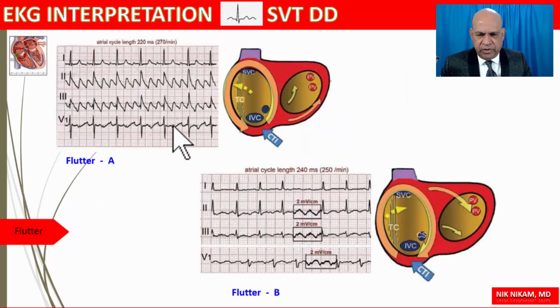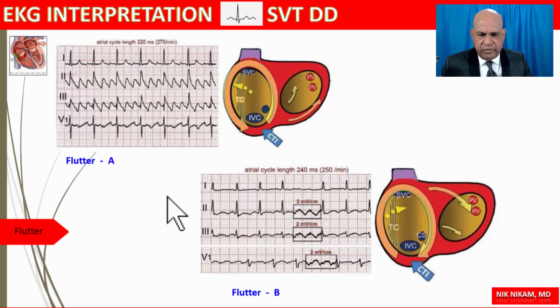Here, both of these side by side. This is type A flutter, where the impulse is going in a counterclockwise manner in these accessory pathways located in the lower part of the right atrium and the atrial septum. And this is type B atrial flutter.